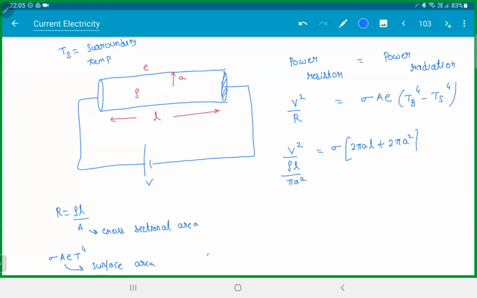You have to include even this surface area, times E into T_B power 4 minus T_S power 4. Numbers are bad, but yeah, that's it. Solve from here, you'll get T_B. Check it out. Do have a look at this.